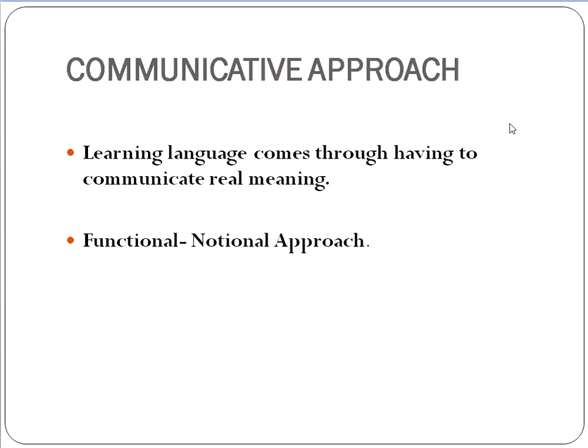Functional means we'll have to concentrate on the communication, how to communicate ourselves to the outer world with the help of the English language. And the second point, notional approach, means how to convey a real meaning to the outer world. You will need to focus on getting the point. That is why communicative approach is also known as functional notional approach. So this is all about communicative approach. Now we'll proceed to the next slide.